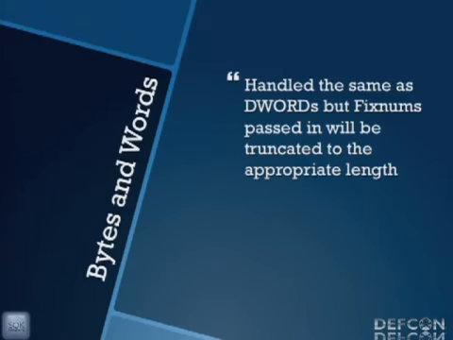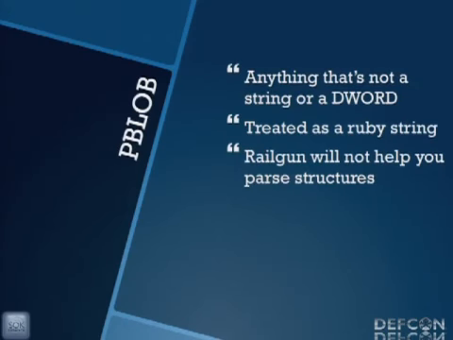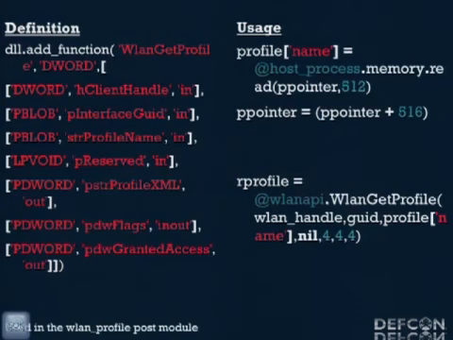Bytes and words basically do the exact same thing as DWORDs, but they'll be truncated to the appropriate length by Railgun, so it handles all of that for you. And then the last sort of catch-all is the pointer to a blob. This is basically any data that doesn't fit any of the other data types. It's a blob, and on the Ruby side, we just treat it as a string. This is important also because Railgun doesn't really help you parse structures, so sometimes you have to do some kind of rejiggering to work with some of the more advanced Windows structure types. Here's another example of a definition and then seeing how it's actually used with those data types.